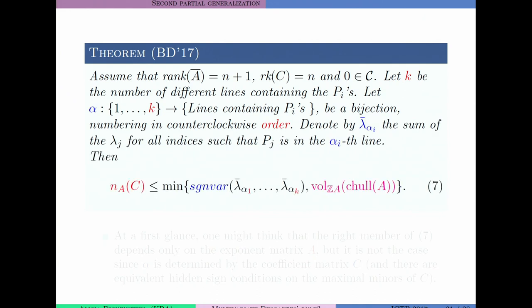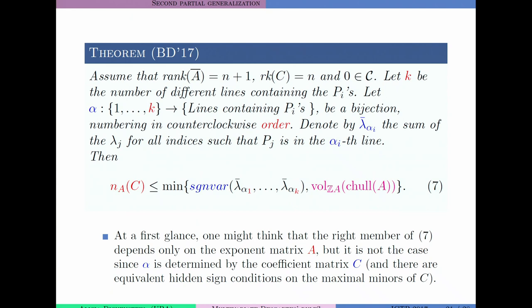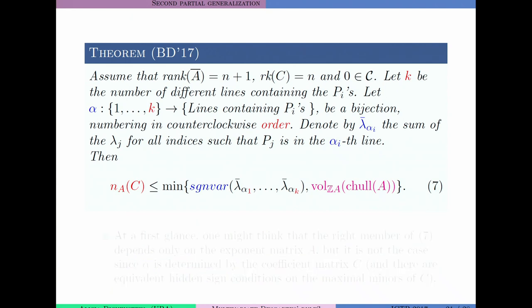and then here is the theorem. Let me try to read it for you. Okay, we can skip this. It says, the number of positive roots of the system of n polynomials with exponents in A and coefficient matrix C is at most the minimum of the sign variation of a sequence that I'm going to tell you in a second, but this sequence has k elements, so the sign variation is at most k minus 1.